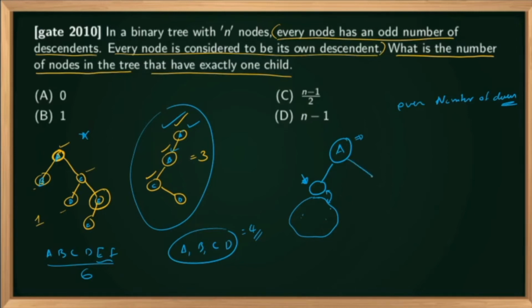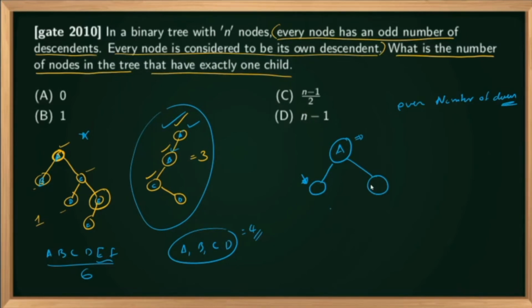That means you need to have both branches. You cannot just go with one branch. So that is one thing you should understand. Always you need to go with two branches to get an even number of descendants. Is that clear to everyone?